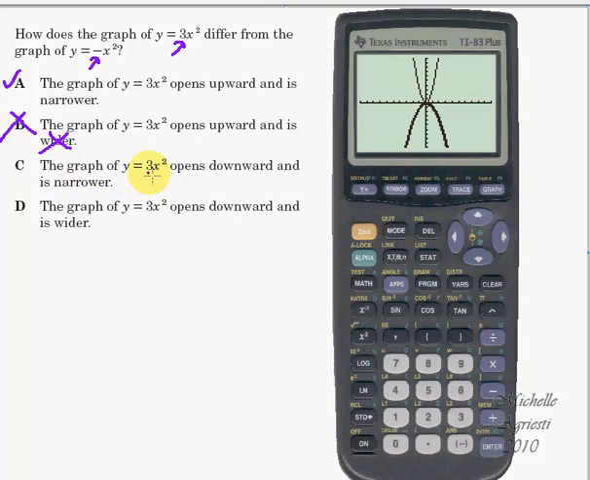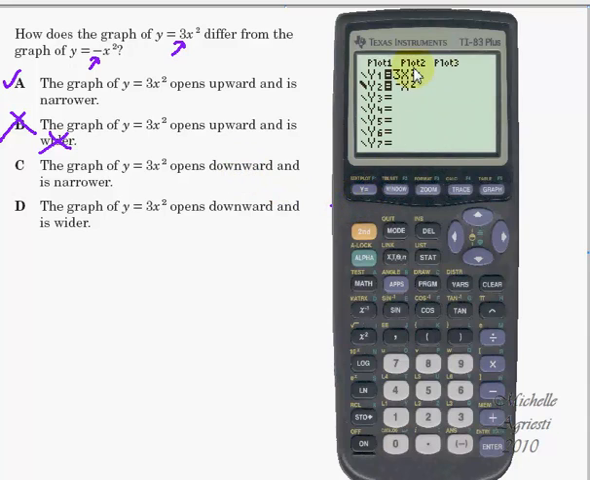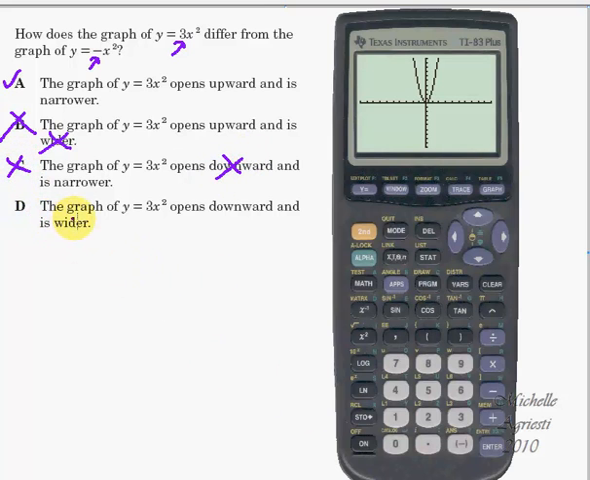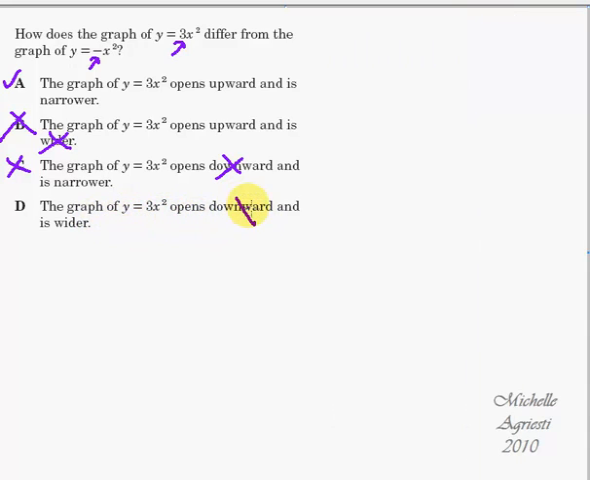The graph of y equals 3x squared opens downward. And remember, the 3x squared, we'll just turn this one off so you can see. Here's the 3x squared. Opens up. So this is wrong because of that. And D, the graph of y equals 3x squared opens downward again. That is incorrect. So we found our answer.